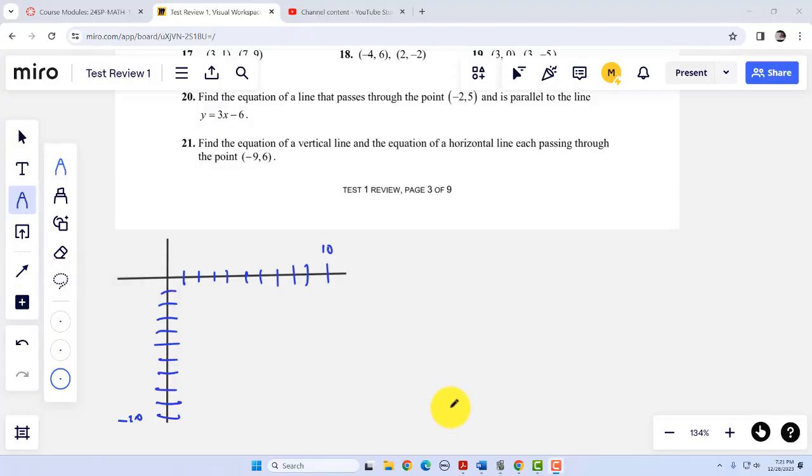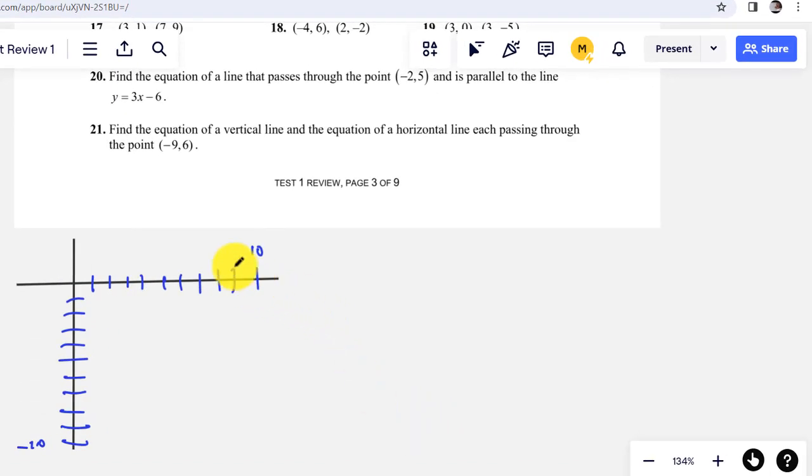Hello class, this is the fifth video covering the Math 145 Test 1 review. We're going to start on question number 21. It says find the equation of a vertical line and a horizontal line passing through the point -9, 6.